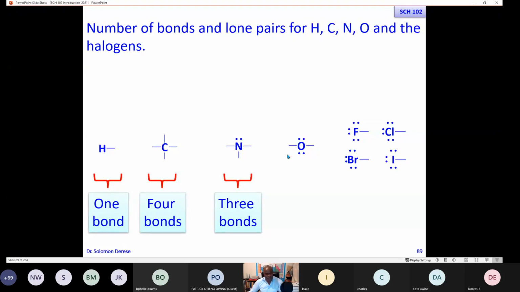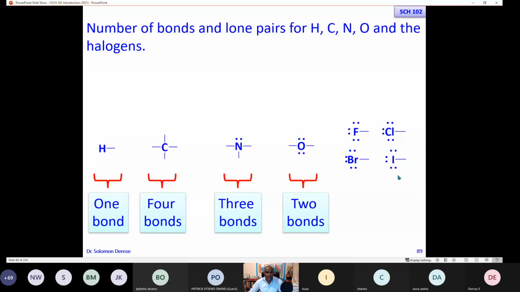Then if you look at oxygen, its electron configuration is 2,6. It has 6 electrons in its valence shell. To have 8, it requires 2 additional electrons. That's why oxygen forms 2 bonds. Oxygen is divalent. The simplest example of an oxygen-containing molecule is water, H2O, where the oxygen has formed 2 bonds. So nitrogen forms 3 bonds as a neutral molecule. Oxygen also forms 2 bonds as a neutral molecule.